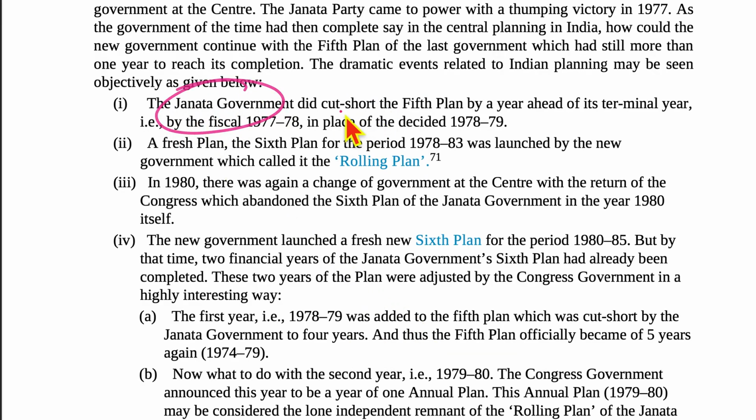Now, the Janata government did cut short the fifth plan by a year ahead of its terminal year, that is, by the fiscal year of 1977-78, in place of the decided 78-79. A fresh plan, the sixth plan for the period 78 to 83, was launched by the new government, which called it the rolling plan. In 1980, there was again a change of government at the center with the return of Congress, which abandoned the sixth plan of the Janata government in the year 1980 itself.